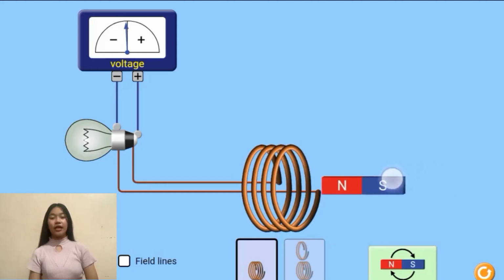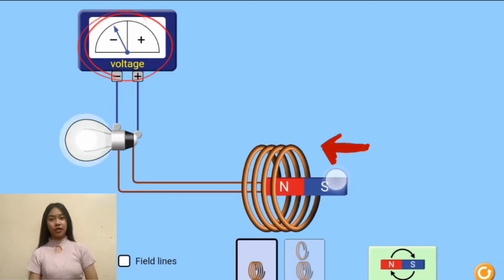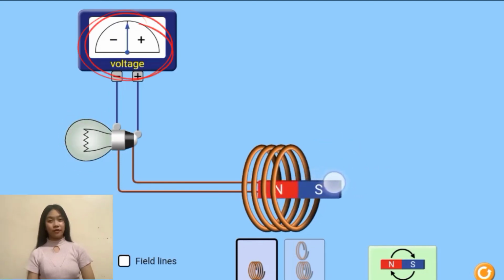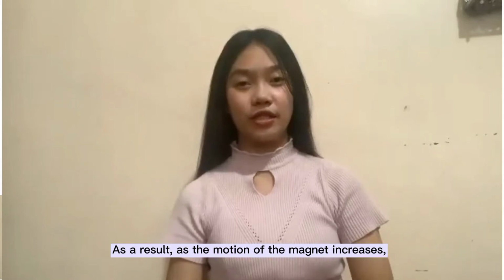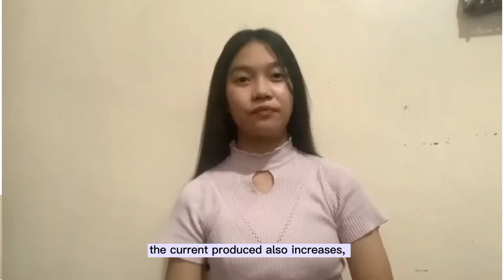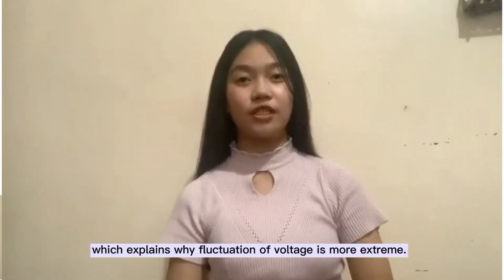The answer to this is as we move the magnet into the coil very slowly, the voltage also changes slowly. However, as we move the magnet into the coil very quickly, the voltage also changes very quickly and the light bulb lights brighter. As a result, as the motion of the magnet increases, the current produced also increases, which explains why the fluctuation of voltage is more extreme.